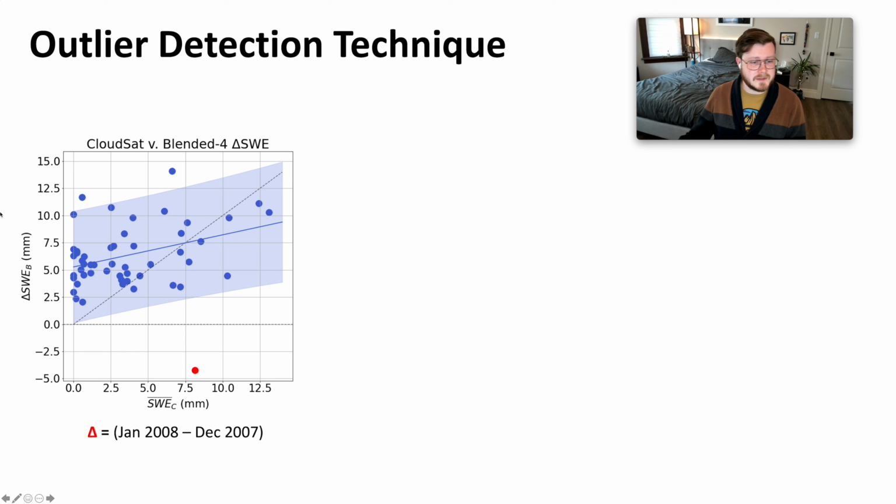And I've highlighted one of these cases in red here, where we see a negative delta value from blended and a positive accumulation from CloudSat. So this kind of stood out to us as an interesting case. And this occurred during December to January 2007, 2008. So this is a very cold period. So very interesting that we're seeing this melt event occurring in the gridded product when the period is so cold.